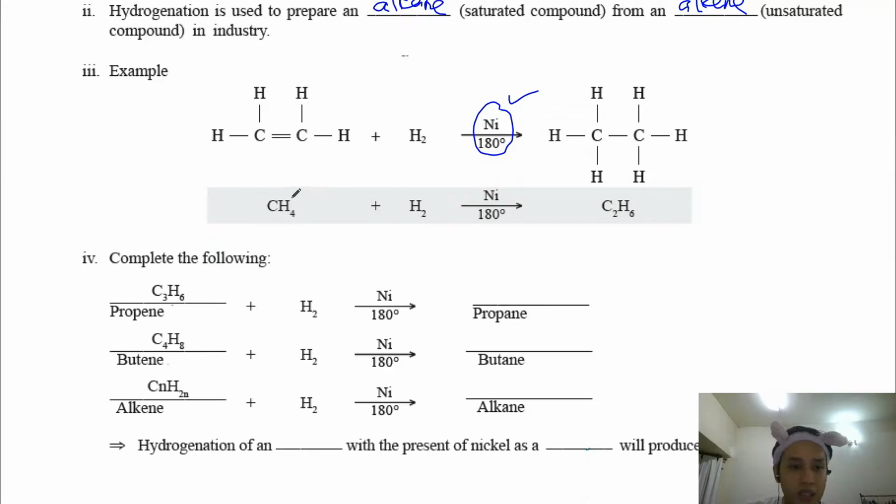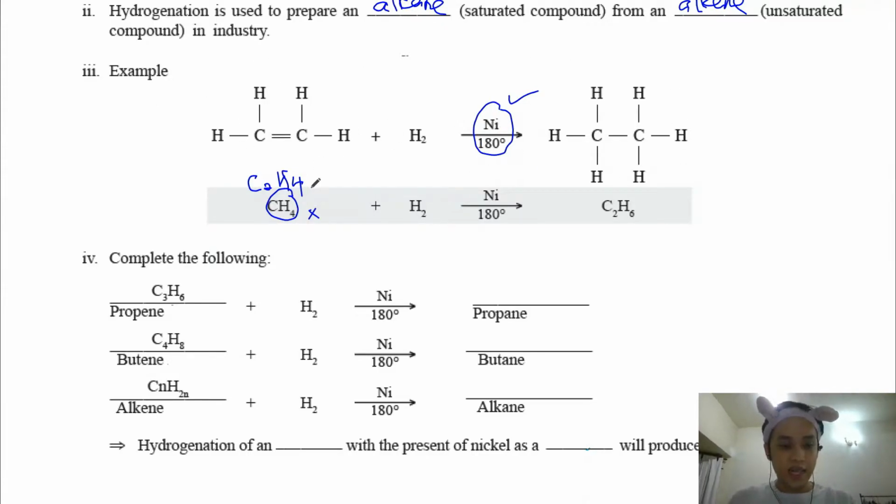I think there's a mistake here. This one is wrong. Okay, this one should be C2H4. Right, it's not CH4. Remember, alkene, you start with two carbons, not one carbon. So this one is wrong. Okay, so this is the hydrogenation reaction.